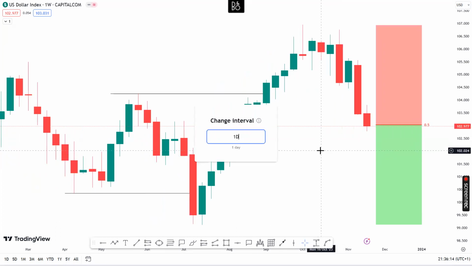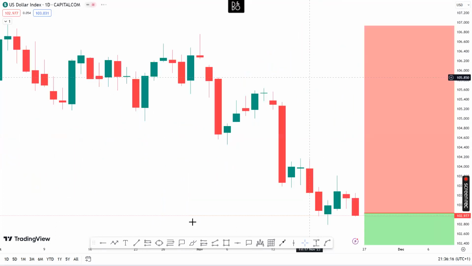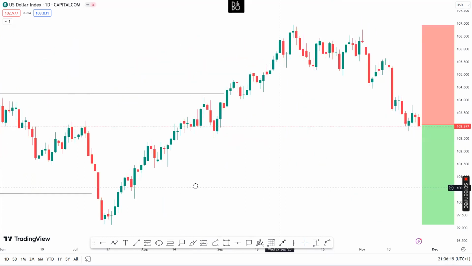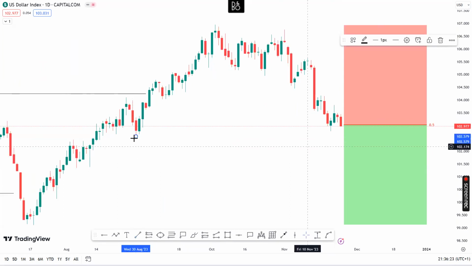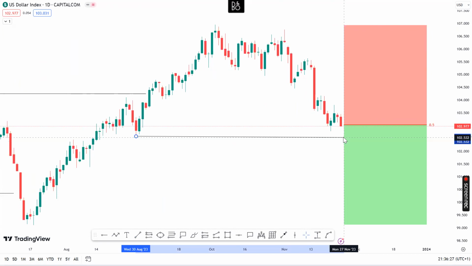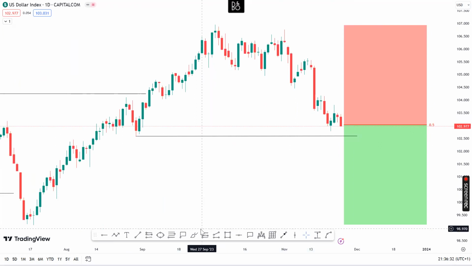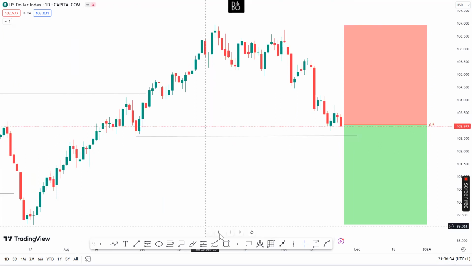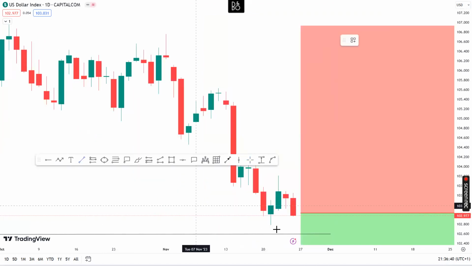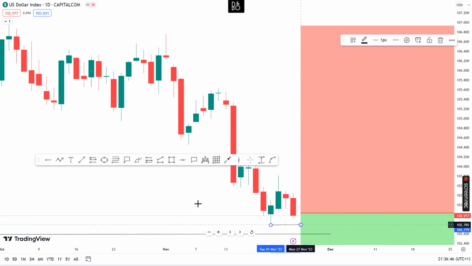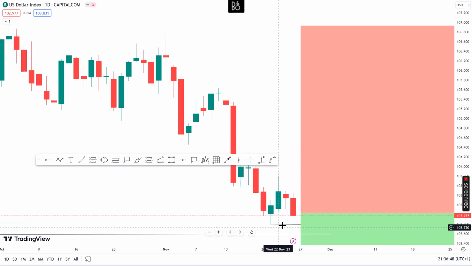So going down to the daily, clearly this sell stop liquidity here is yet to be taken out. And zooming in, I can see this previous week low. So this low here is my daily drawn liquidity.